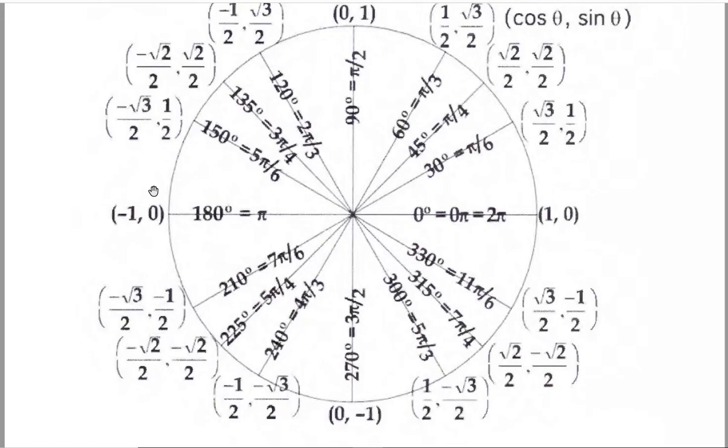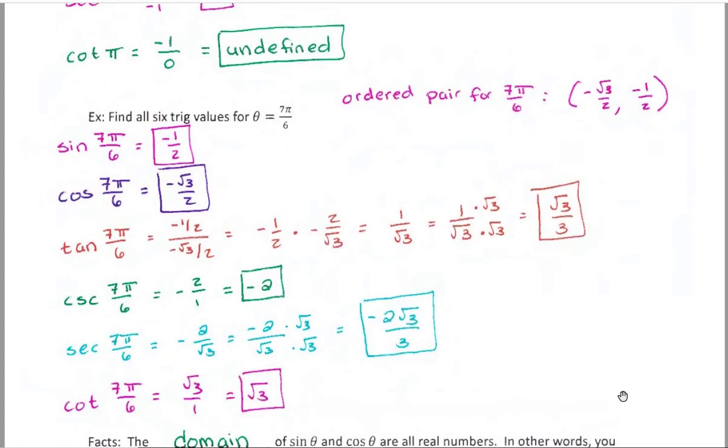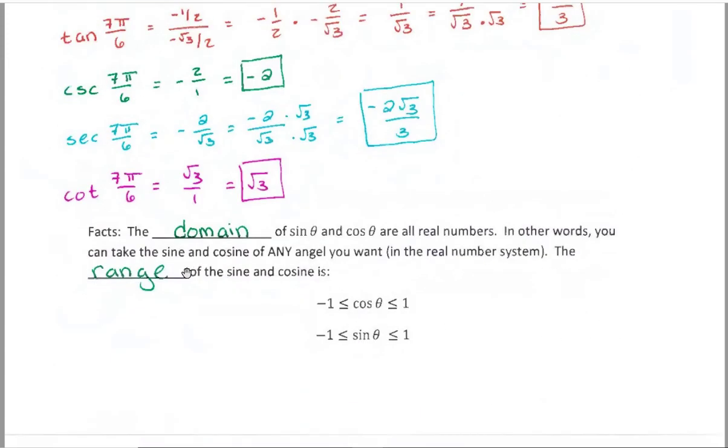For the cosine, which is the x value, the largest x we take on is 1, and the smallest x we take on is -1, and it has every value in between. So the biggest the cosine can be is 1, and the smallest that the cosine can be is -1. When we look at that in terms of domain and range, the domain of sine and cosine is all real numbers. You can take the sine and the cosine of anything you want, right?